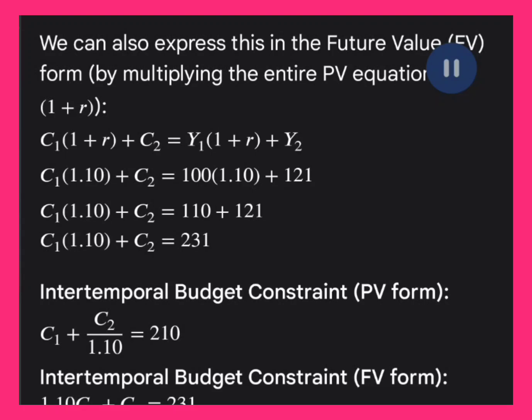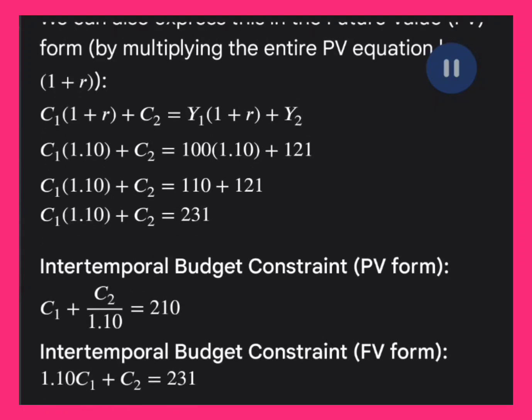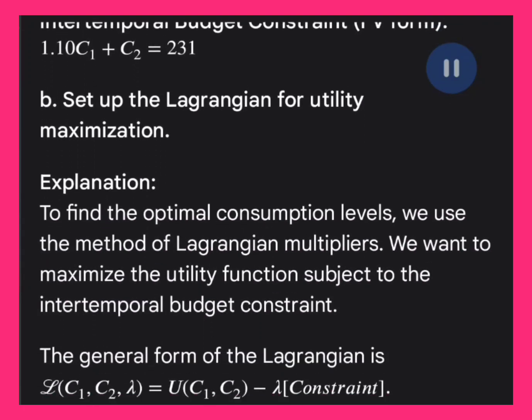Intertemporal budget constraint, PV form. C_1 + C_2/1.10 = 210. Intertemporal budget constraint, FV form. 1.10 C_1 + C_2 = 231. B. Set up the Lagrangian for utility maximization.